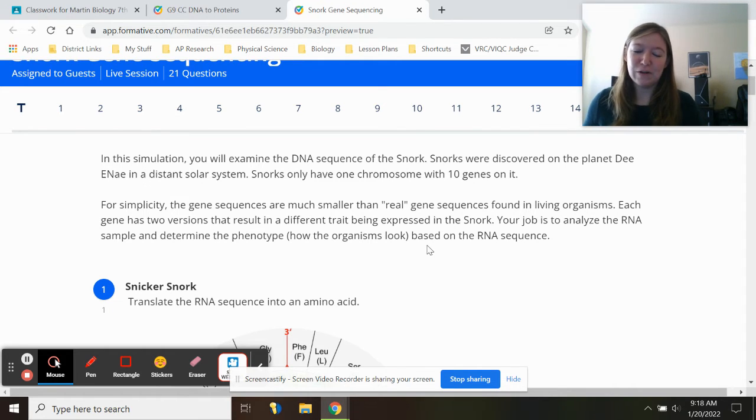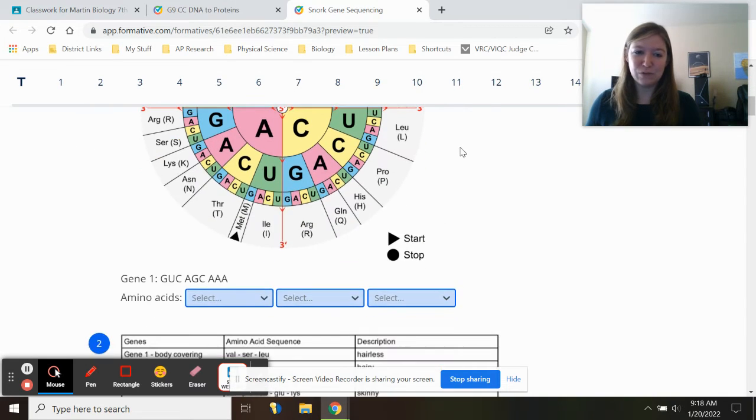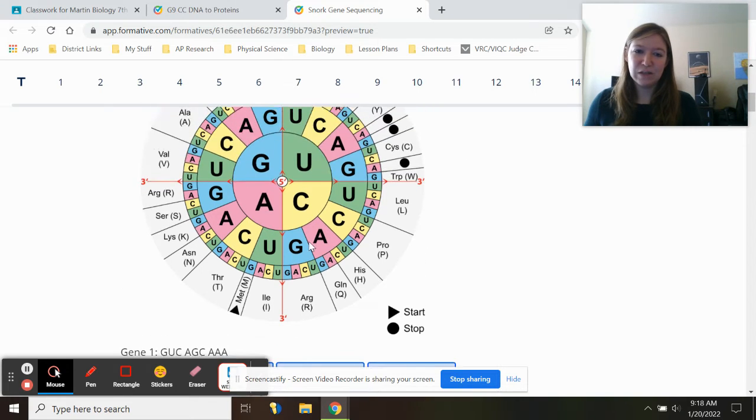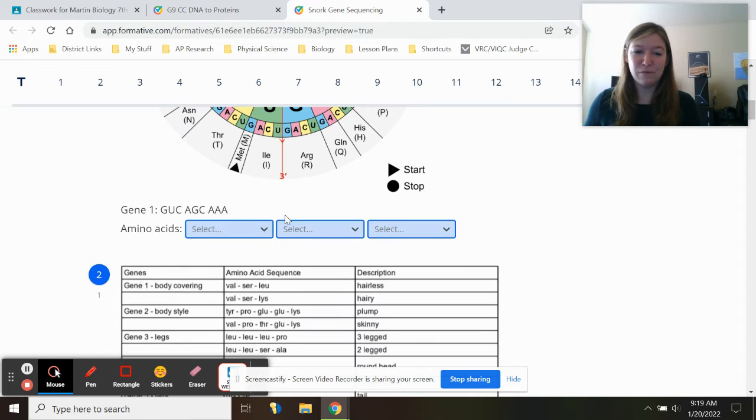So you've got 2 jobs here. One is something that we've already practiced. It is translating an RNA sequence into an amino acid. So we'll do the first one together. I've got a GUC. I embedded these charts. So if I start at G and then I follow it out to U and then I follow it out to C, I see that I have the amino acid Val, or valine. So I'm going to go ahead and use this drop-down box and convert that to Val.